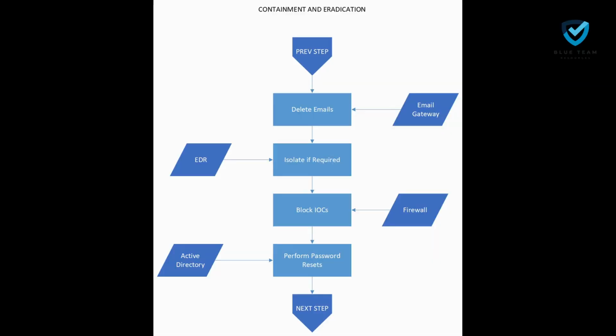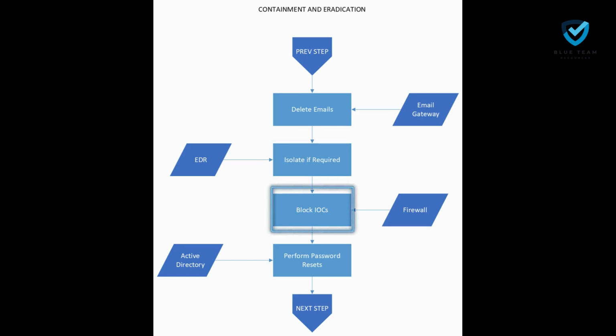This phase is all about taking decisive action to minimize the impact of the phishing attack. The first step is to delete the phishing emails. We do this using the email gateway. By doing so, we're preventing these malicious emails from reaching more unsuspecting victims within our organization. Next, we'll need to isolate the affected systems if necessary. We can do this using Endpoint Detection and Response, or EDR. This will help us prevent the spread of the phishing attack to other systems in our network.